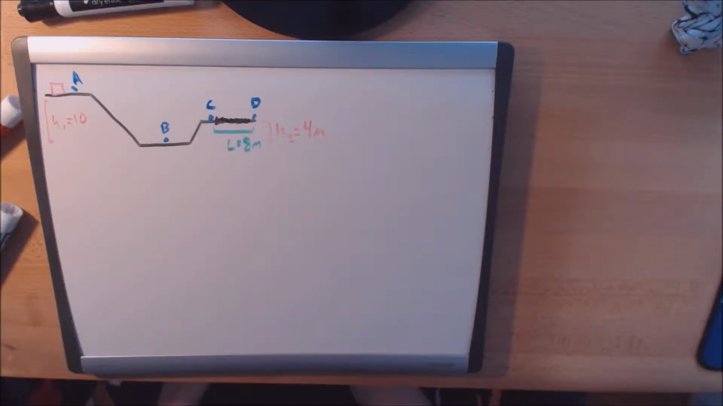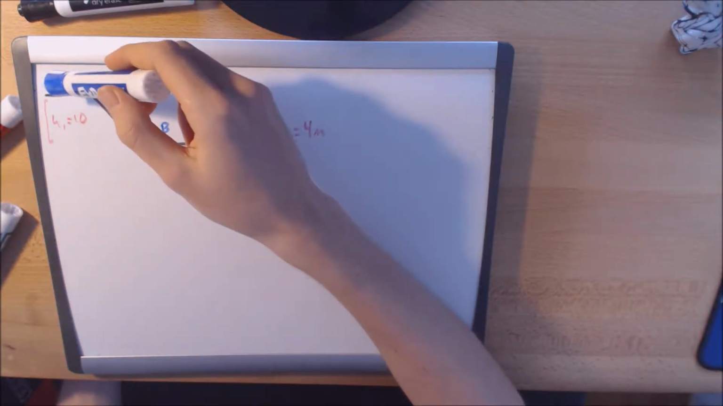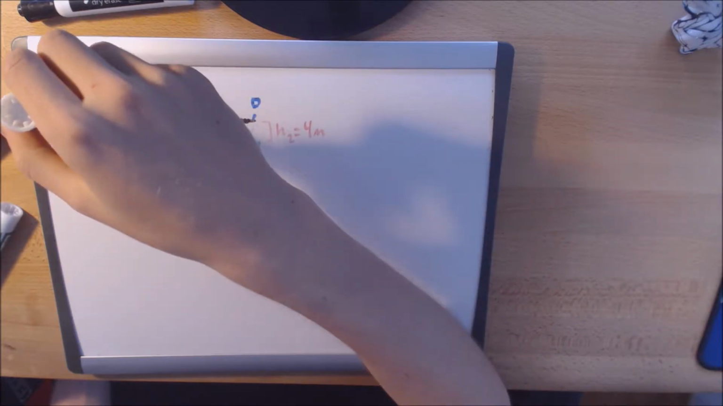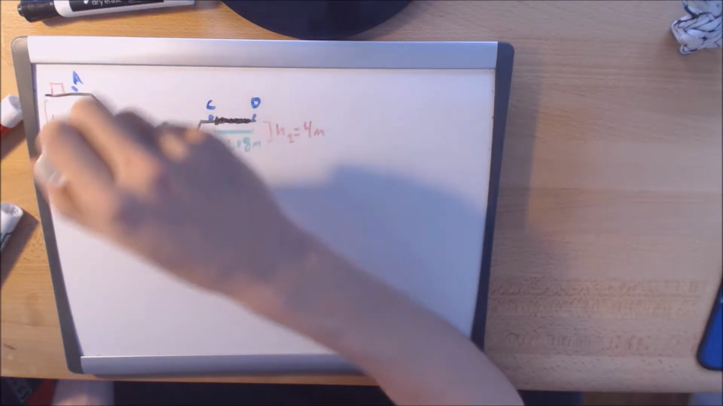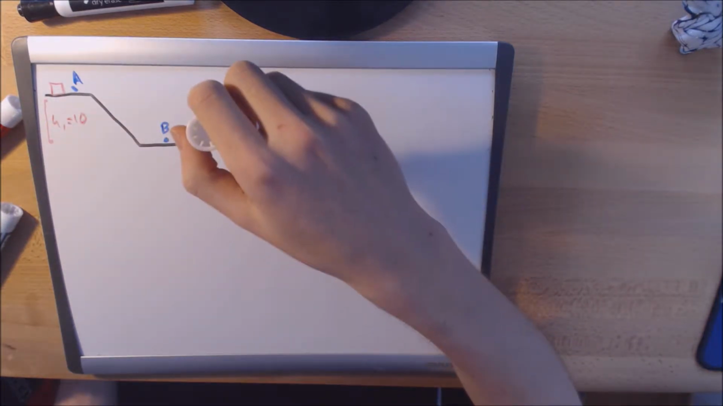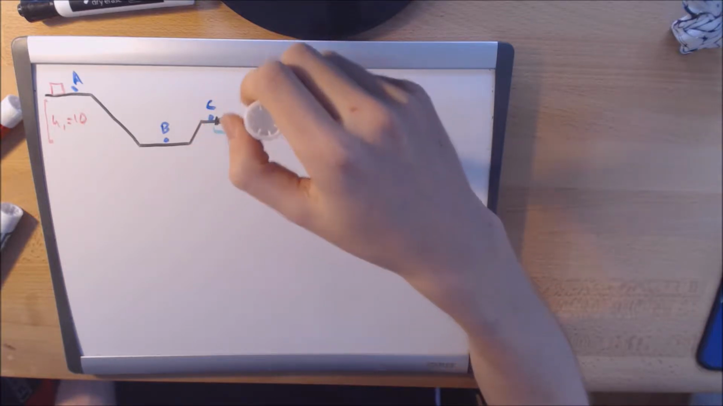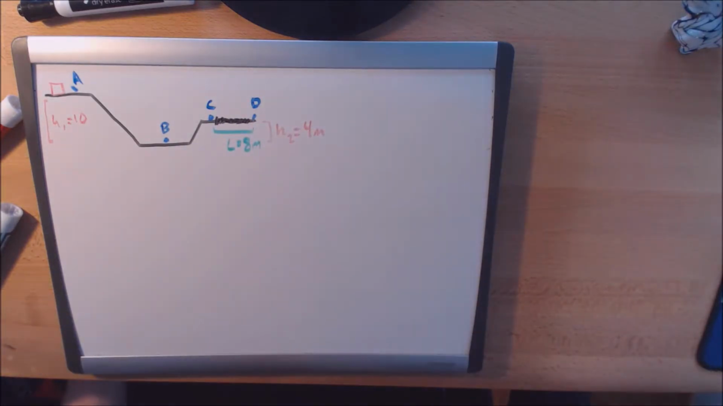So this is the sliding block assessment. In this situation, we have a block that's sliding through this kind of course. Its initial velocity is 6 meters per second. It's going to go down 10 meters, go back up 4 meters, and then go over a rough surface with a coefficient of friction of 0.7 that's 8 meters long.